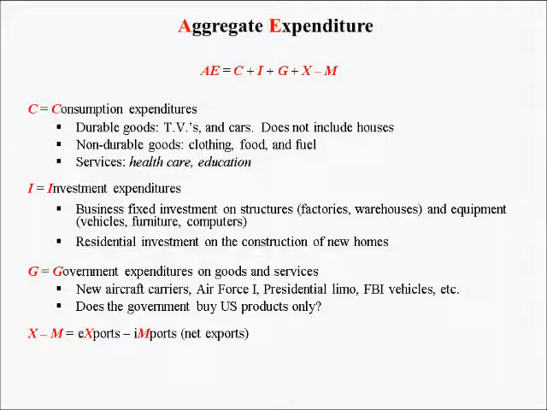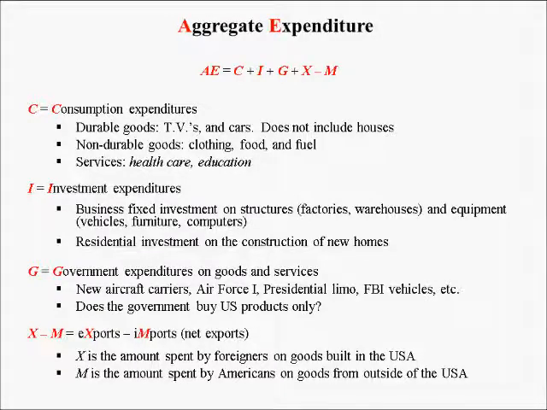Now, the book uses NX. We're going to use X minus M because we're going to use an import function, so we need to split NX into X minus M. X is exports, M is imports. X is the amount spent by foreigners on goods built in the United States. M is the amount of money spent by Americans on goods from outside the USA. Our book uses NX to denote net exports, but we can't use NX.